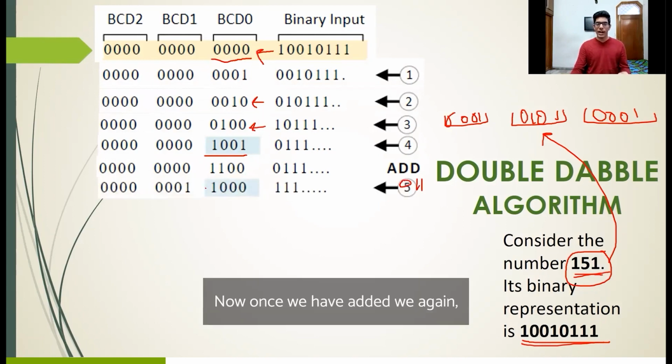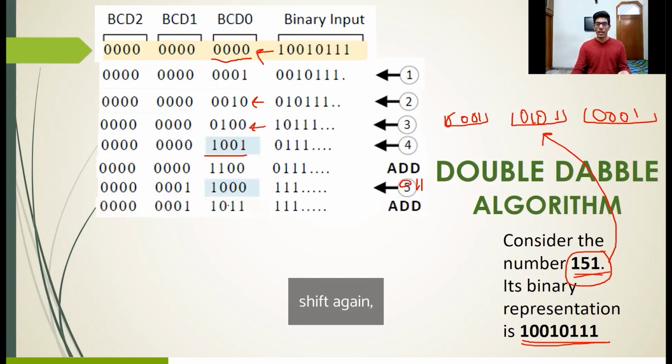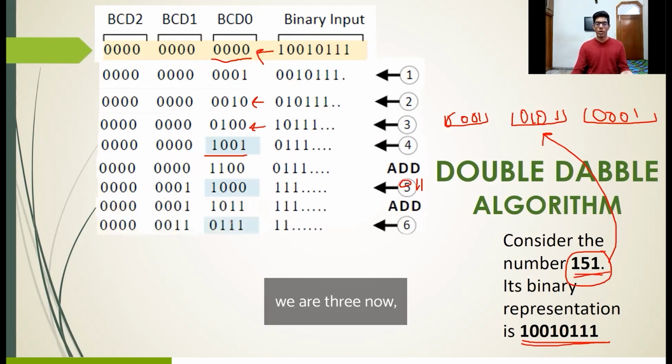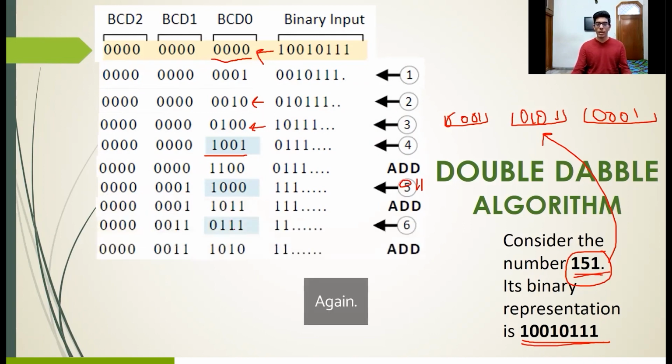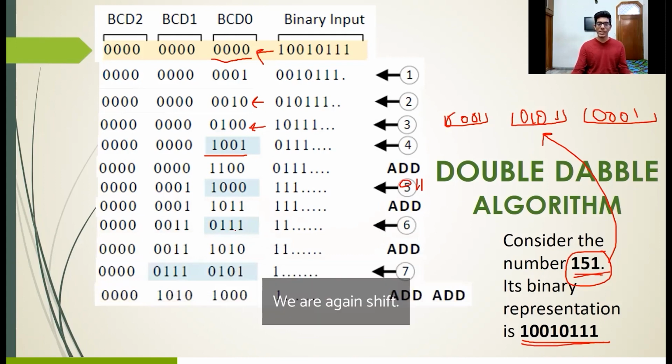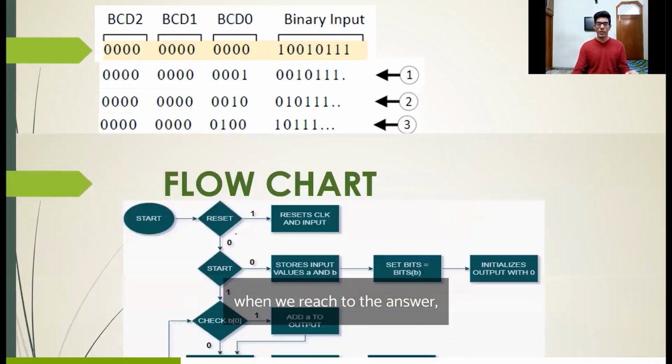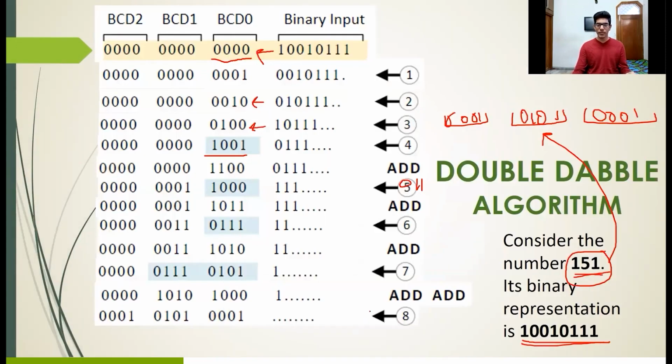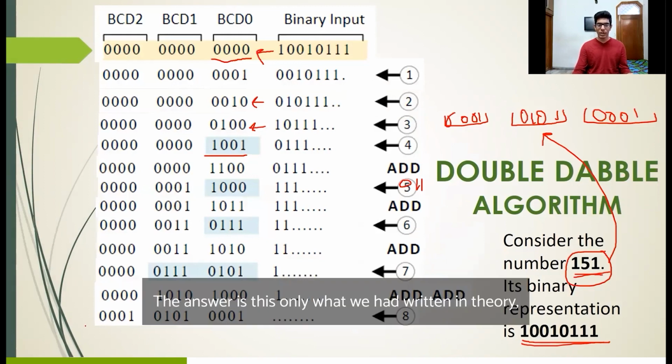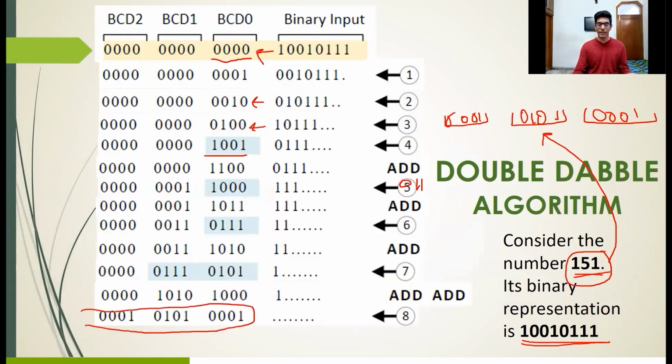Now, once we have added, we again shift. Again, we add 3. Now, we again shift. Again, we add 3. Now, we again shift. So this way, when we reach the answer, it is this only, what we had written in theory, right?